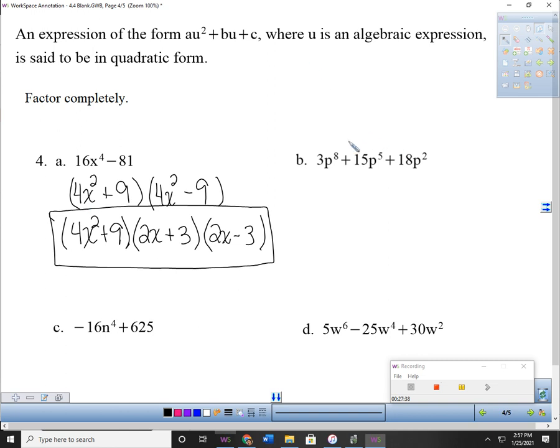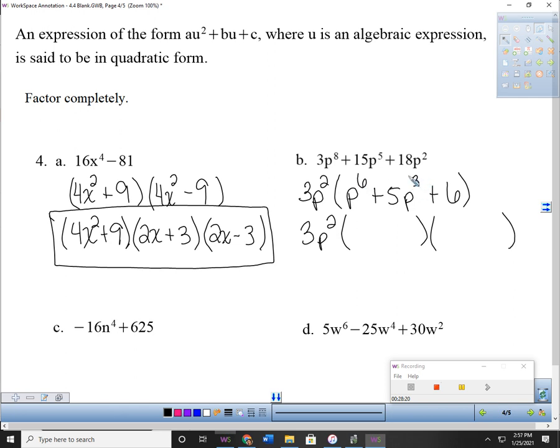All right, so if we look at part B, common factor, we can factor out a 3 and a p squared. So 3p to the 8th divided by 3p squared would be p to the 6th. 15p to the 5th divided by 3p squared would give me 5p to the 3rd. And 18p squared divided by 3p squared is 6. Now we haven't factored a trinomial that has a bigger power. I think we may have done maybe one that had a fourth. But as long as this power is half of this one and you don't have a variable back here, then you can factor them just like normal.